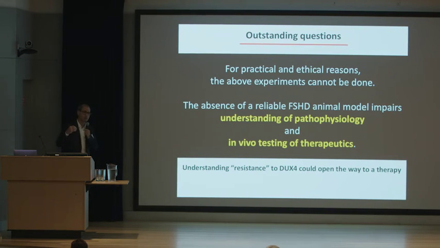Also, the lack of a model that reproduces key aspects of the disease is creating an issue in order to test possible therapeutics, because ideally, you would like to test a therapeutic on a model that you think may really allow you to predict what may be the result in the patient. So you want a model that is as close as possible to what you actually see in the patient. All of this is not possible at the moment.